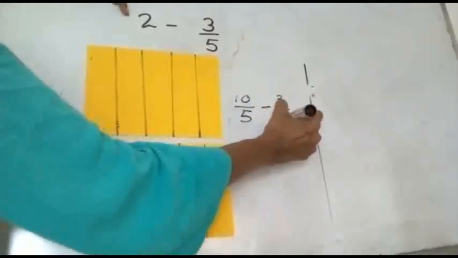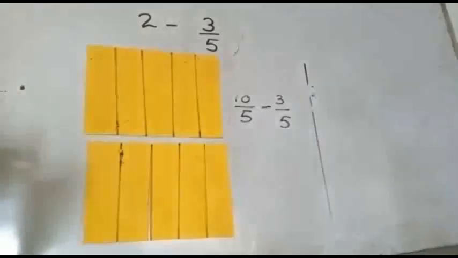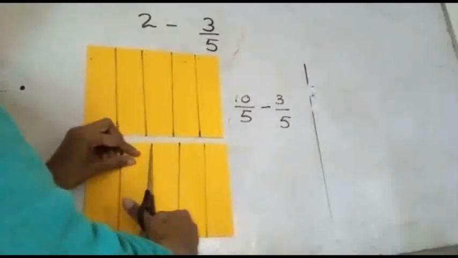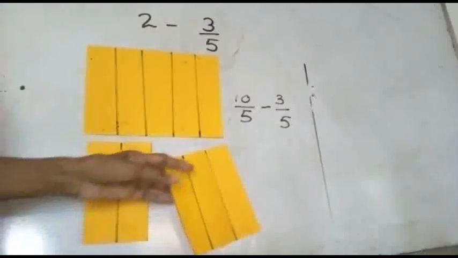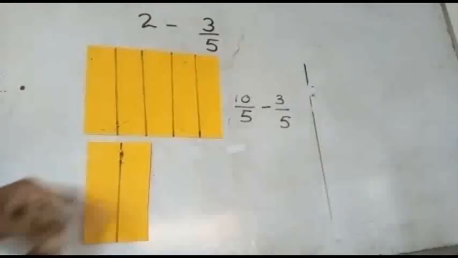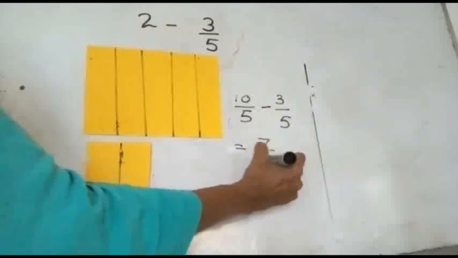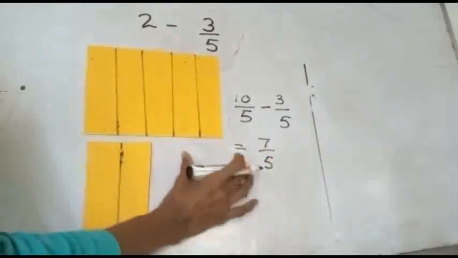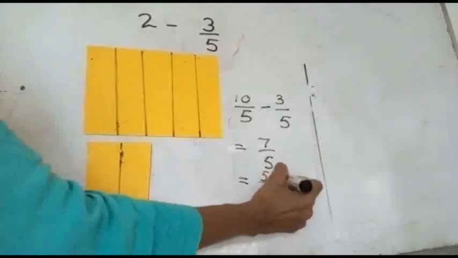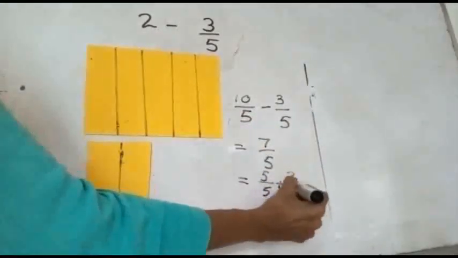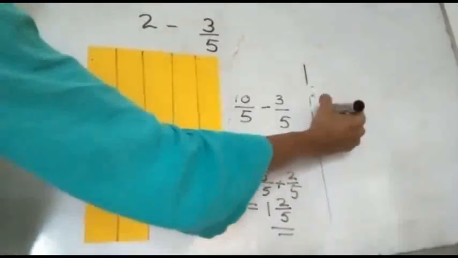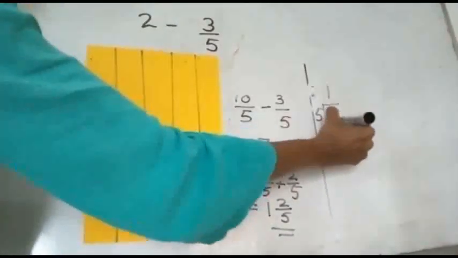Subtract 3 over 5. Now we subtract these 3 parts from 10. Here remaining part is 1, 2, 3, 4, 5, 6, 7. 7 over 5. Now, 7 over 5 we can write as 5 over 5 plus 2 over 5. 5 over 5 is equal to 1. 1 and 2 fifths. Or we can write it as 7 divided by 5.